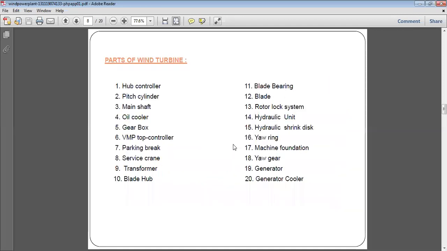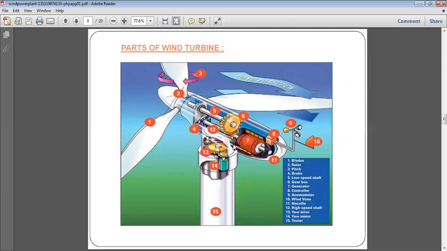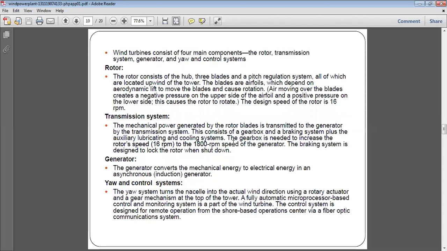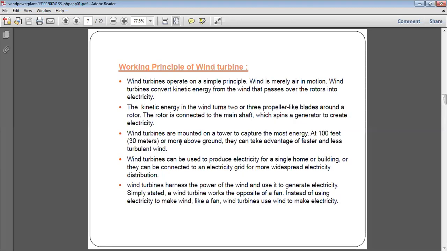Then what are the parts of a wind turbine? Here, what are the various parts of a wind turbine? Like hub, controller, pitch, and so on. These are the names of the parts. We'll be taking them one by one. Here we see the names of the parts. Now let's see it in the figure.